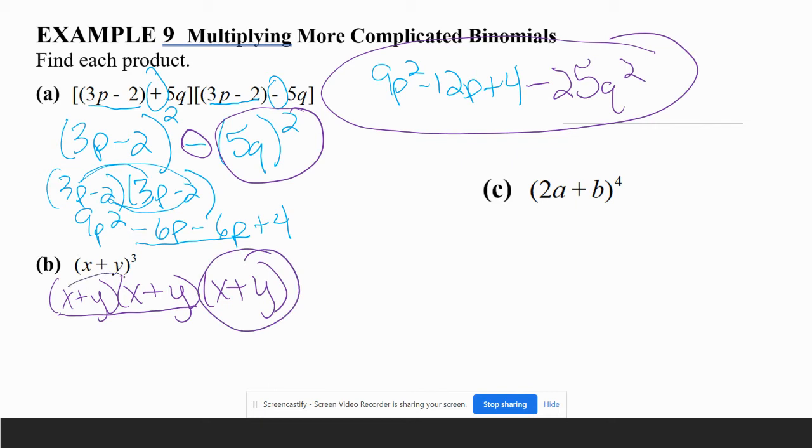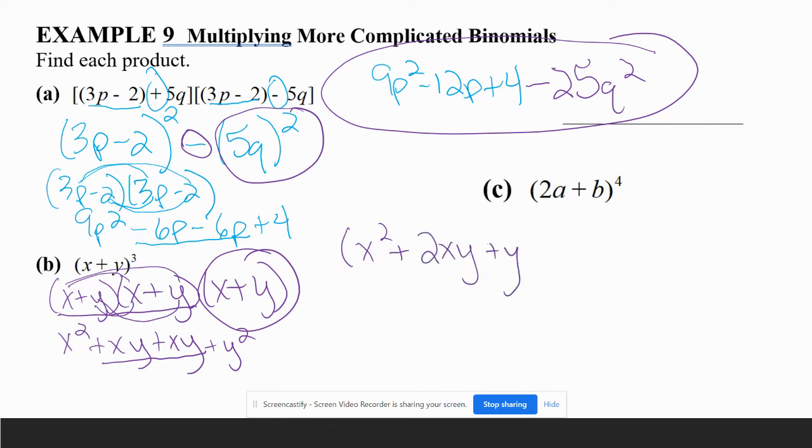So I'm going to start here. I will distribute. X times x is x squared. X times y is xy. X times y is xy. And y times y is y squared. I have my like terms here. 1xy plus 1xy gives us x squared plus 2xy plus y squared. We still have to multiply that by that last x plus y.